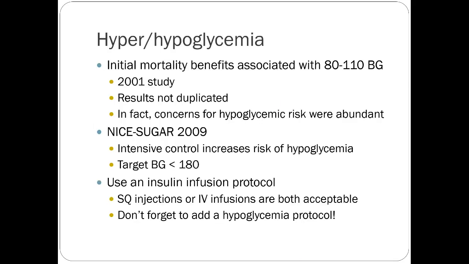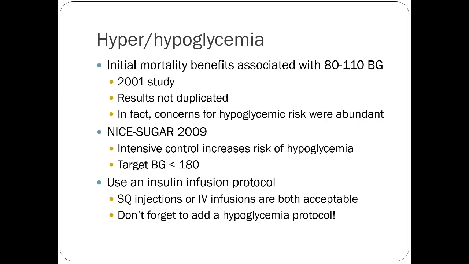All right, preventative measures. ICU patients come with a lot of complications or risks of potential complications, so we want to prevent as many as we can. Hyper or hypoglycemia. There was a study done in 2001 where they looked at controlling blood sugar tightly in critically ill patients, between 80 and 110. These results were never duplicated in any other studies, and in fact, people were really concerned that patients were going to get hypoglycemic because of too aggressive control.